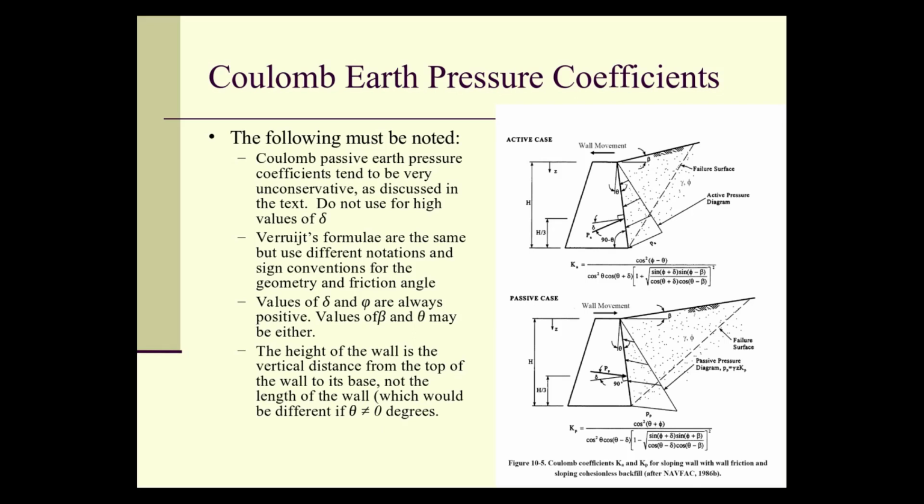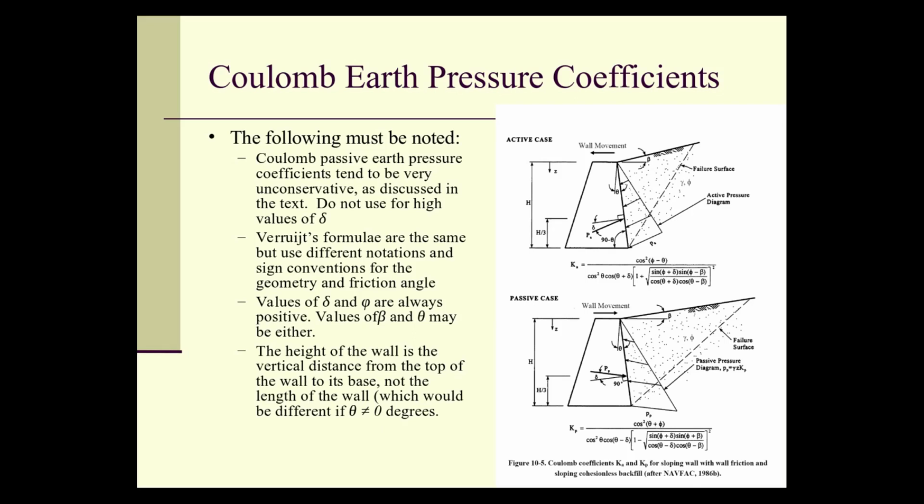Now, sometimes you will see the angle given as, I think Veroit uses an alpha, an angle from the horizontal. In which case, a vertical wall would have an angle from the horizontal of 90 degrees, and an angle from the vertical of 0. And you see the effect of friction. The little delta changes the angle of the force, of the passive force and the active force. And the formula for each of those is quite a bit more complicated. Quite a bit more. You see Ka for the active case and Kp for the passive case.